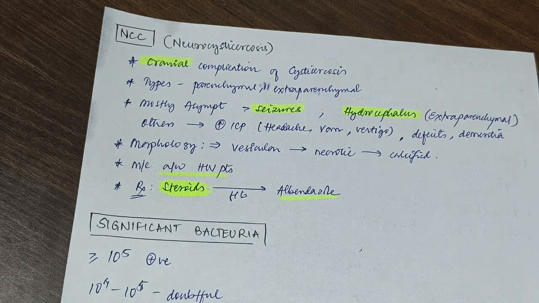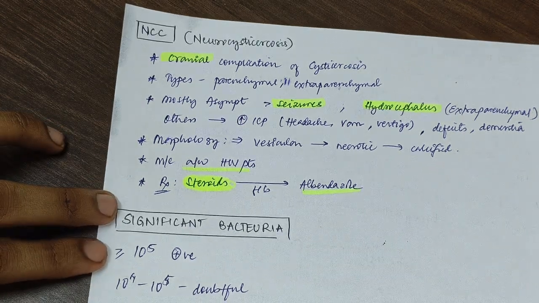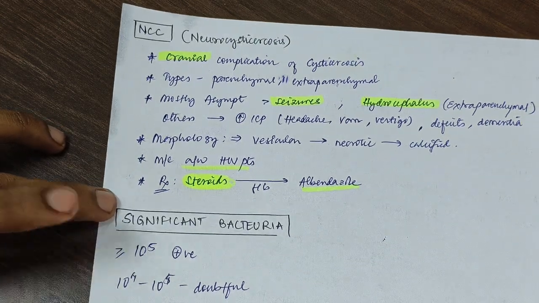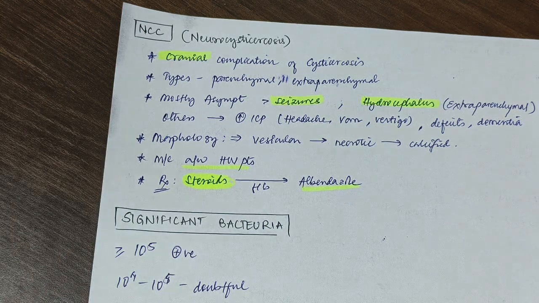Significant bacteriuria, I'll explain in UTI. You just remember more than 10 to the power 5 colony forming units per ml is positive. Okay, that is called as significant bacteriuria. We are going to refer this in UTI.